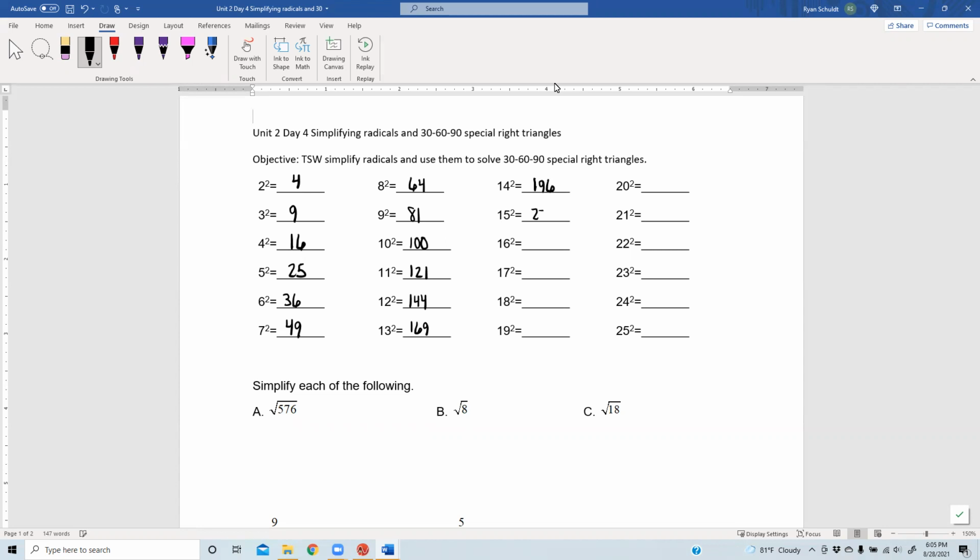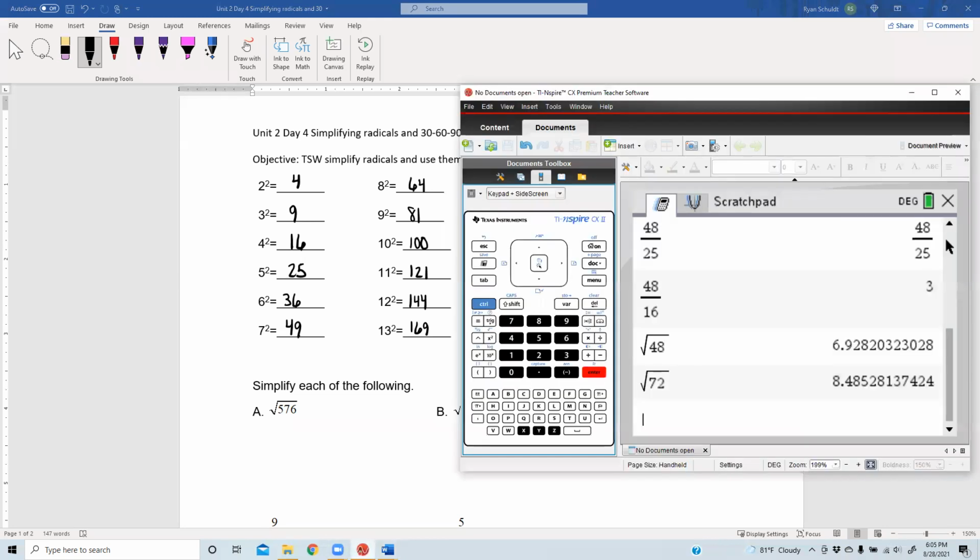15 squared is 225. 16 squared is 256. 17 squared is 289. 18 squared is 324. 19 squared is, pretty sure we said 361.